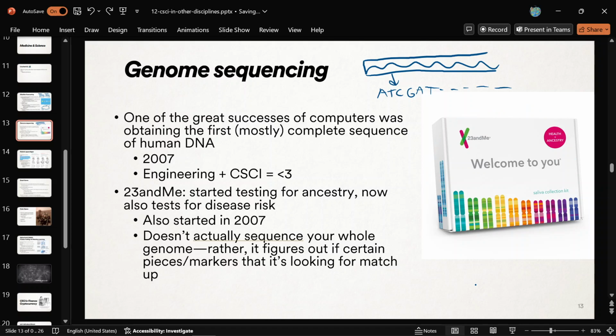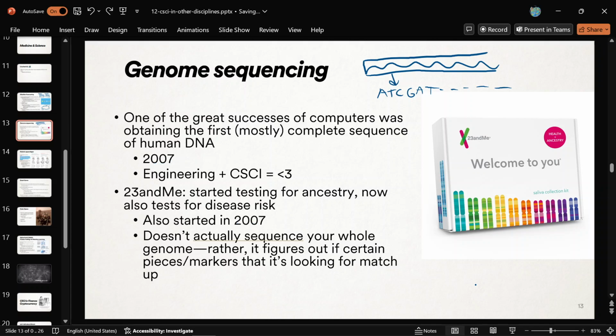But I think they're going bankrupt, and people are worried, because they have all this data on you. Whoever buys that might not be as big on privacy as they were. So that's something to worry about nowadays. They also started in 2007, surprisingly, and this is a lot cheaper.